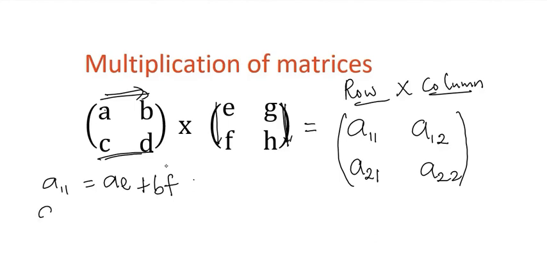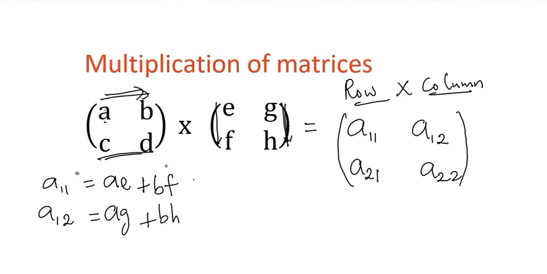Okay? Let us do the first row, second column. A will multiply G, this first row, this second column now. A multiply G, we have AG, and B will multiply H plus BH.